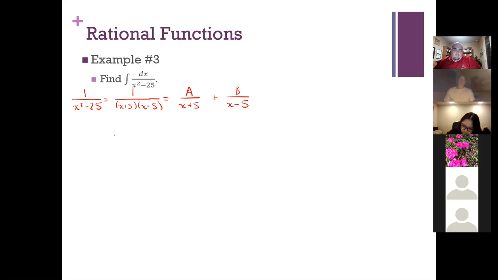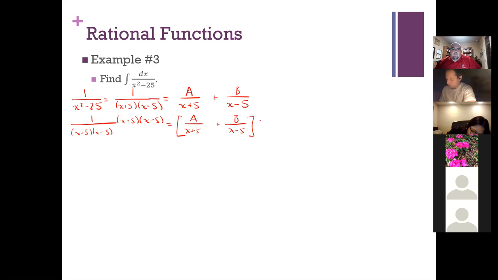Multiply both sides by x + 5 and x - 5. Very good. So go ahead and rewrite again: 1/((x+5)(x-5)). This is all for the purpose of clearing out fractions. So the left-hand side is going to become 1. The right-hand side is going to become a times (x - 5) + b times (x + 5).